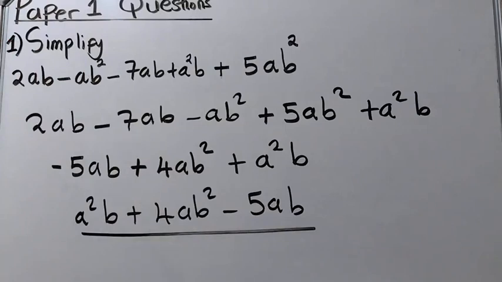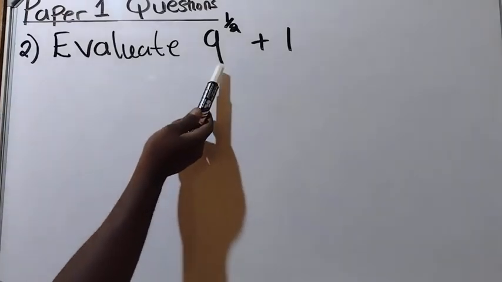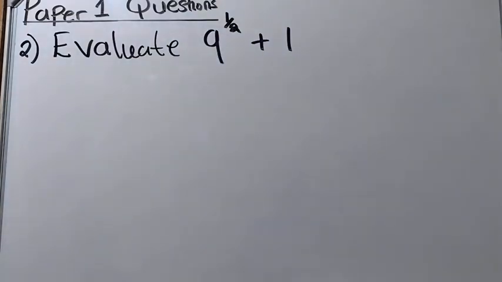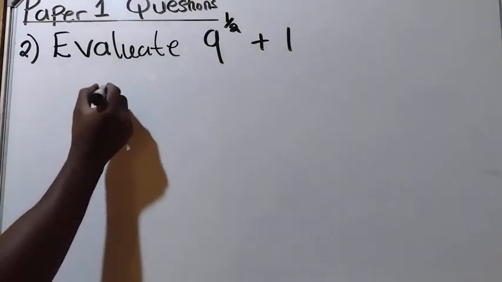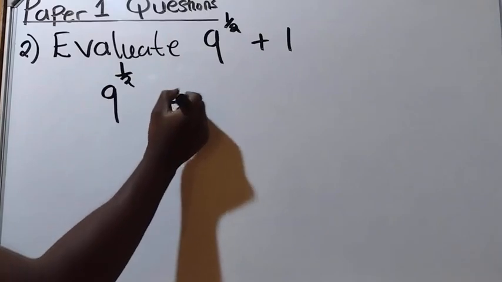So let's now go to question 2. So we have now come to question 2. So question 2 reads, evaluate 9 raised to the power of 1 over 2 plus 1. All right. So how can you answer this question? The first thing, you are going to write the question. It's 9 raised to the power 1 over 2 plus 1.